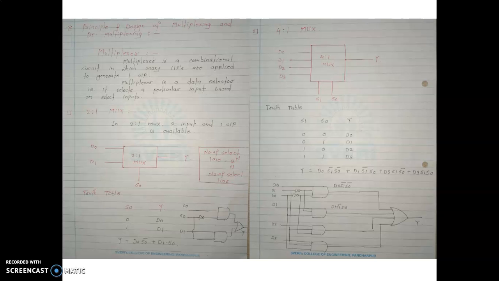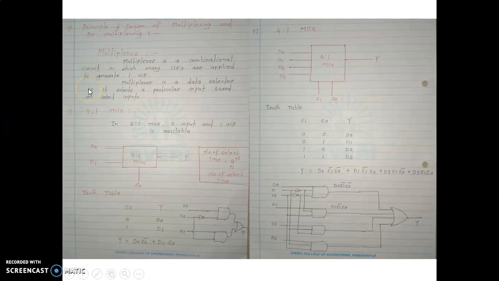So the multiplexer is the combinational circuit in which many inputs are applied to generate one output. Means in a multiplexer the number of inputs are applied to the mux and the output will be only one. So in multiplexer there are three types that we have to study in our syllabus. The first type is 2 is to 1 mux, second is 4 is to 1 mux, and third one is 8 is to 1 mux. So we have to study how to represent the 2 is to 1 mux, 4 is to 1 mux and 8 is to 1 mux.